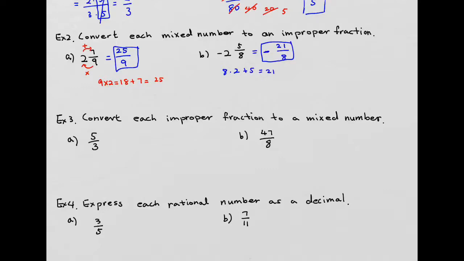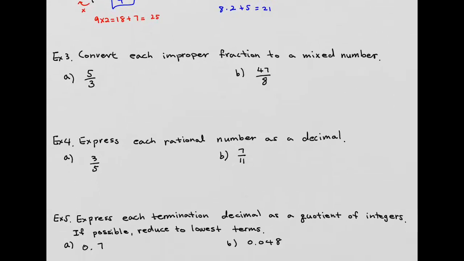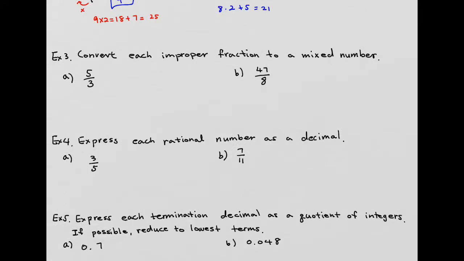The next one, they are asking to convert improper fractions to mixed numbers this time. So we do the opposite of multiplying, so this is going to be dividing. We do numerator divided by denominator. So 3 goes into 5 1 time. Your remainder will be 2. So your remainder becomes your numerator and the denominator stays the same.